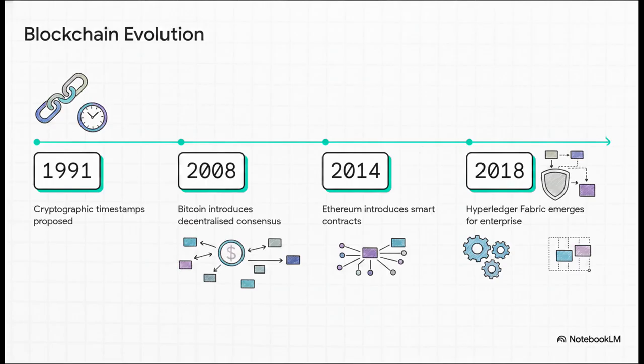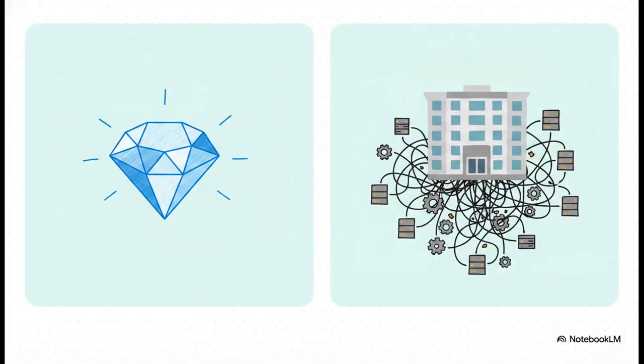But 2018? That was a massive pivot. Hyperledger Fabric emerged, driven by IBM and the Linux Foundation, simply because enterprises needed something fundamentally different from public, anonymous networks. They needed governance, and for sure, they needed privacy. And that brings us to the core issue.